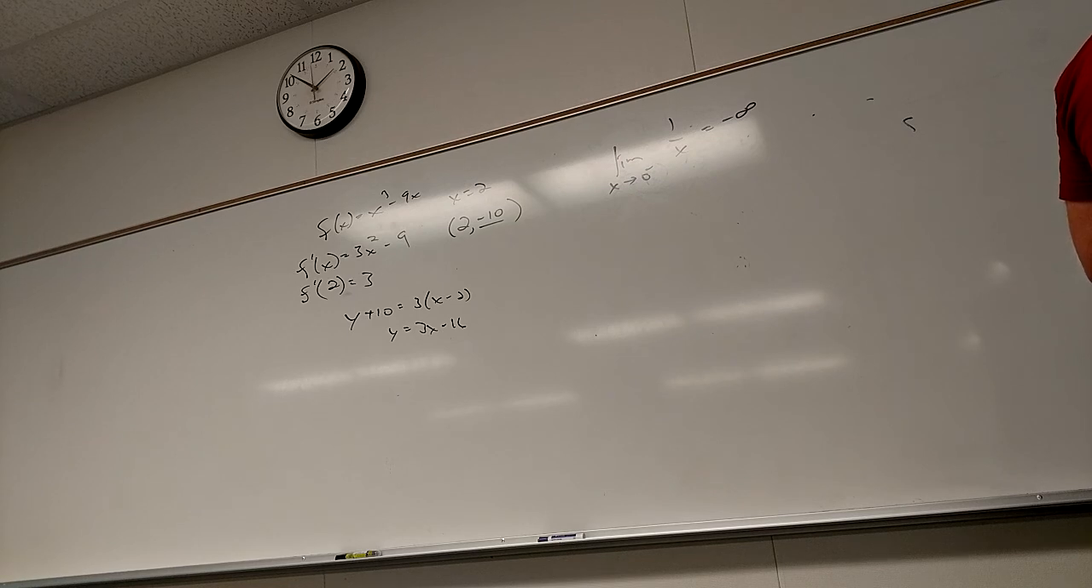Okay, all right, so let's put this supposed tangent line in here, 3x minus 16, and it's tangent at 2, negative 10. Oh, why are they orange? Well, it's all right. I don't want it to be orange. Let me see. There you go.